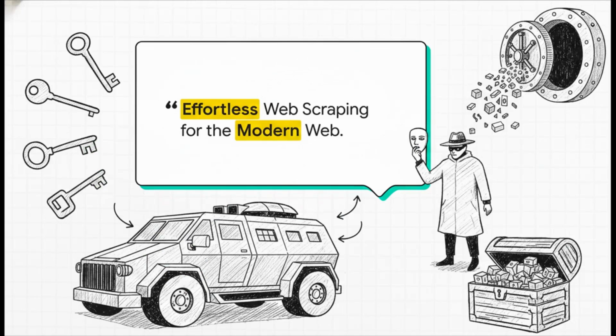Which leaves us with this final thought, and really the core philosophy of the framework: effortless web scraping for the modern web. When you actually have the perfect tool for every lock, a flawless disguise for every guard, and a vehicle that can handle the entire haul, extracting data stops being this frustrating endless battle. It becomes an art form. The modern web might be hostile, but with adaptive scraping, the real question is, now that the vault doors are wide open, what are you going to build?